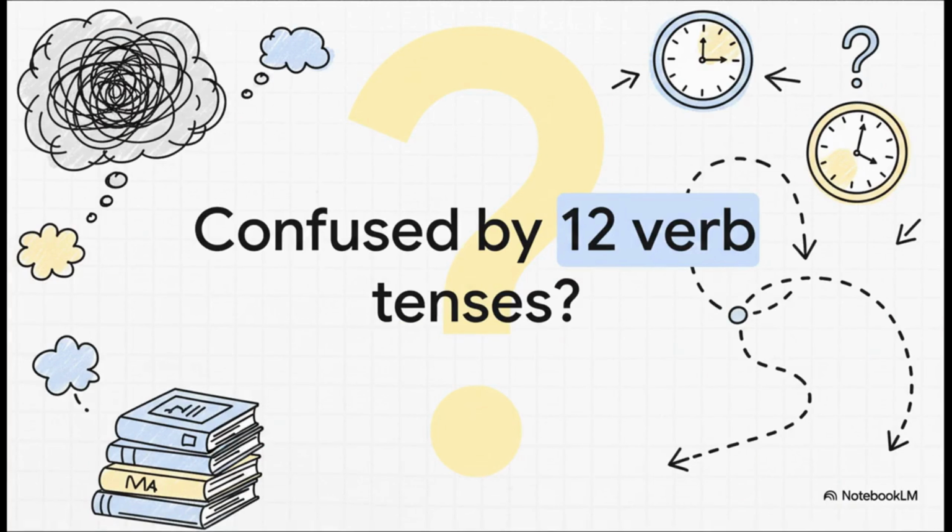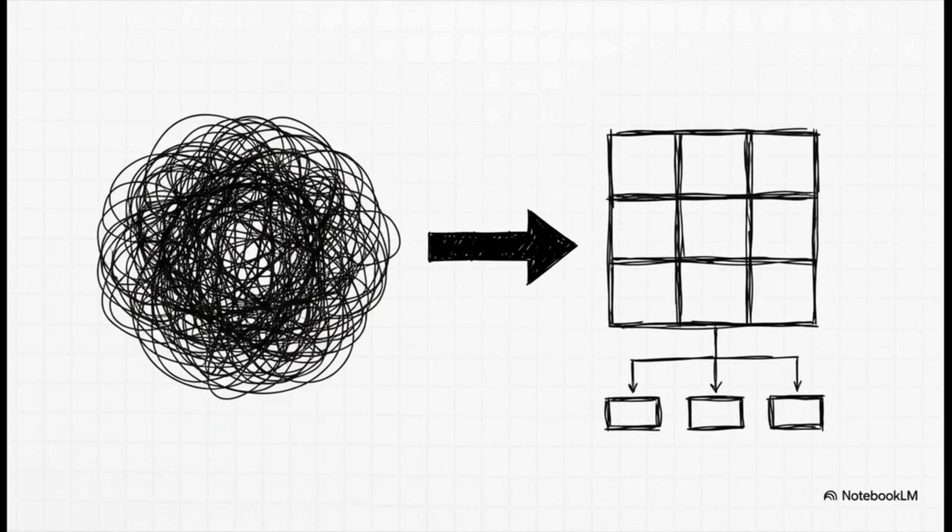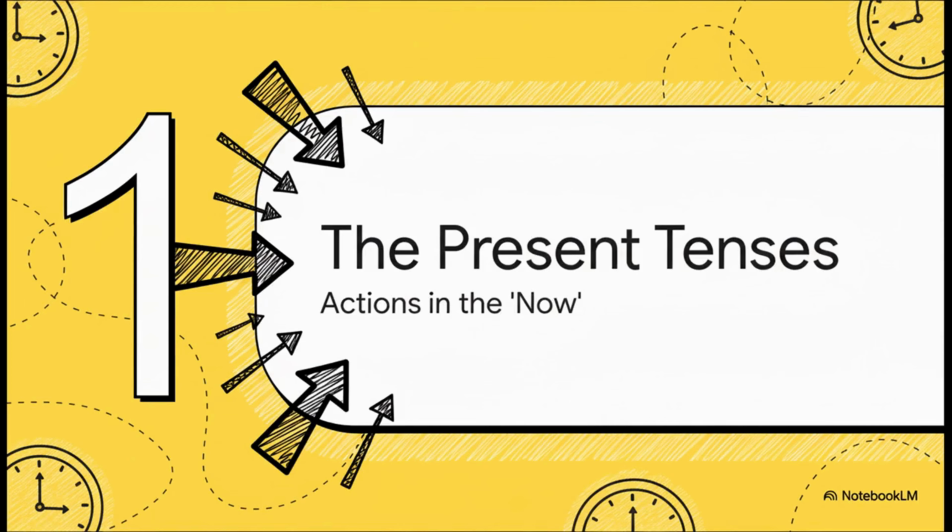You ever felt your head spinning trying to figure out the difference between have been doing and had done? Yeah? Well, trust me, you are not alone. It's a huge sticking point for pretty much everyone learning English. But here's the secret. It's not just a bunch of random rules. There's actually a system to it, a logic behind the whole thing. And our goal today is to basically crack that code for you, so you have a simple framework that just makes sense. All right, let's dive right in.